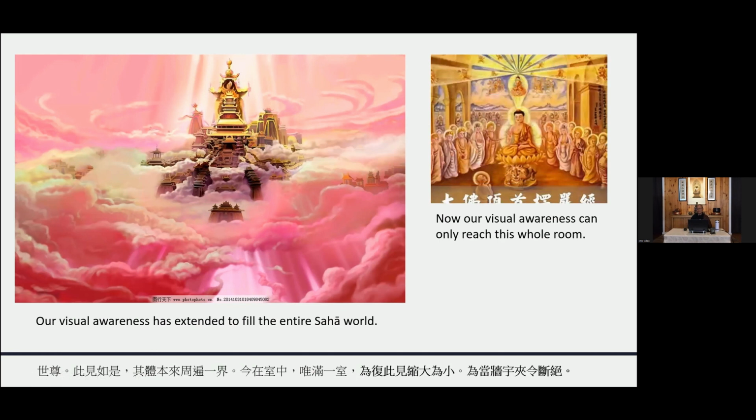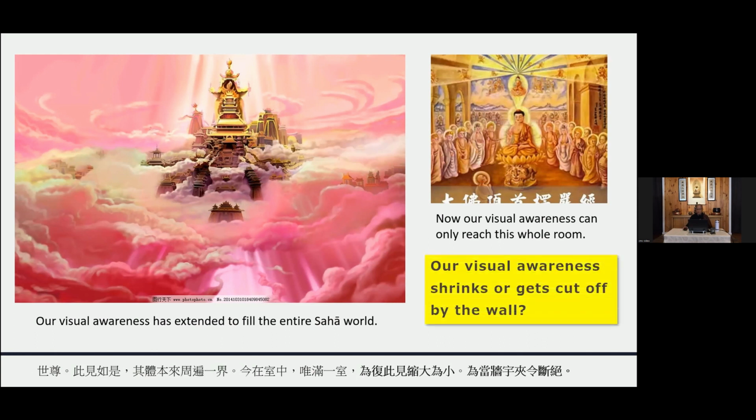You know, the Buddha gave the talks. Now our visual awareness can only reach this whole room, like what we do right now. So the question comes, does our visual awareness shrink or get cut off by the wall? Our visual awareness is pervasive, right? I can see heaven. And now I go to this small room, I can only see the things inside this small room. What's wrong with our visual awareness? It's our question as well, right?